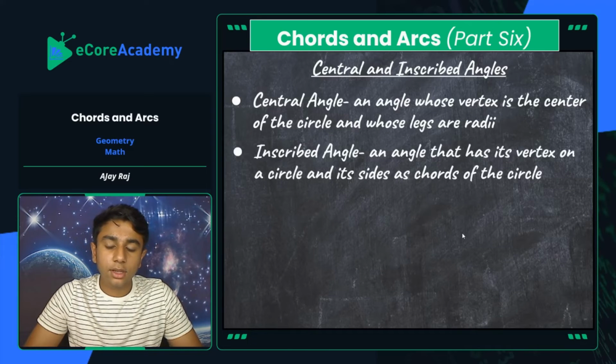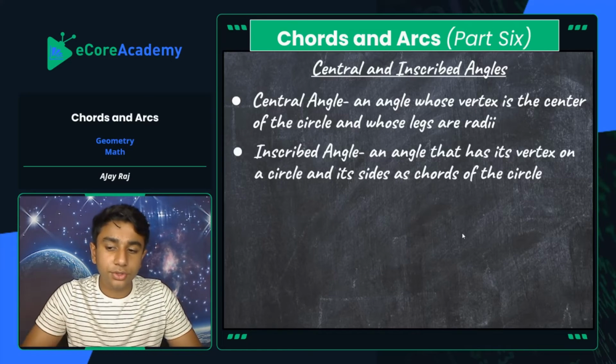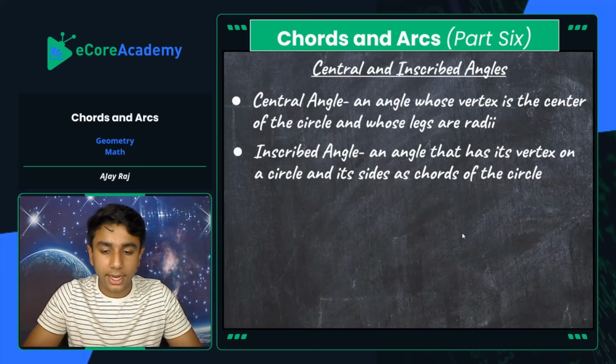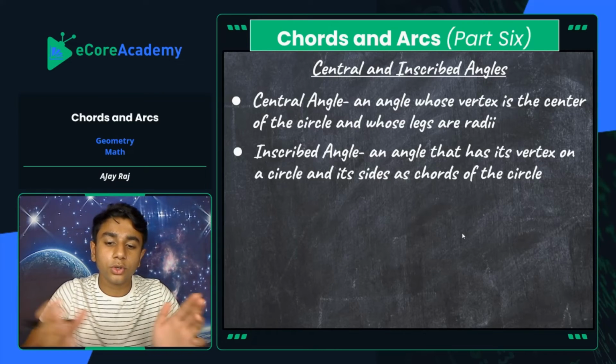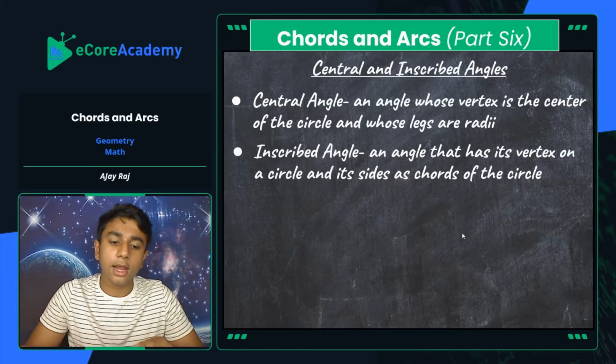And an inscribed angle is an angle that has its vertex on the circle, meaning on the edge of the circle, and its sides are chords of the circle. And those two chords will intersect to form that inscribed angle.